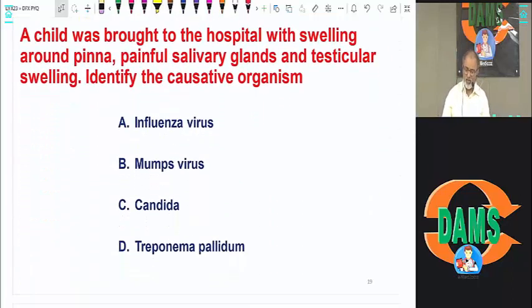Child was brought to the hospital with swelling around the pinna, painful salivary glands, testicular swelling, orchitis and parotitis. You can directly go for what? Mumps. You people are directly shooting. I'm so happy. I thought you people would struggle like that. No. The question is struggling.